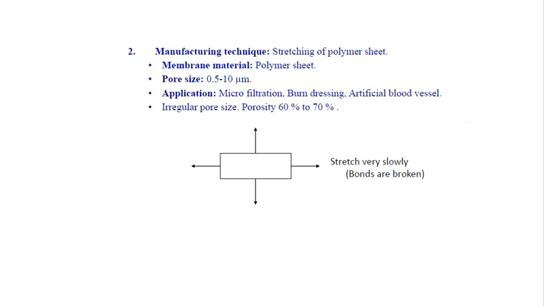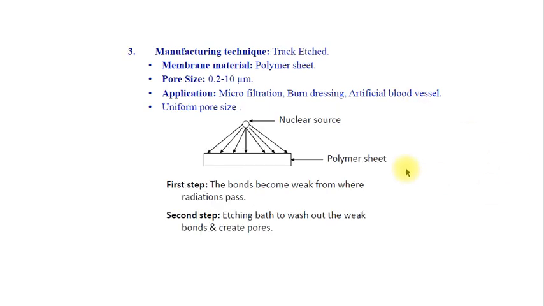The next process is the track etching process. In the track etching process, you take a polymeric sheet and expose the sheet to a nuclear source, nuclear radiation. Due to the presence of the nuclear radiation, the molecular bonds start to weaken and break down between the polymeric molecules inside the sheet. Then you leach out that material by using some type of solvent. So you will create a porous polymeric sheet. So this is a membrane.